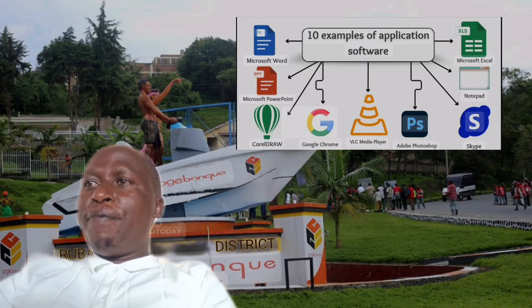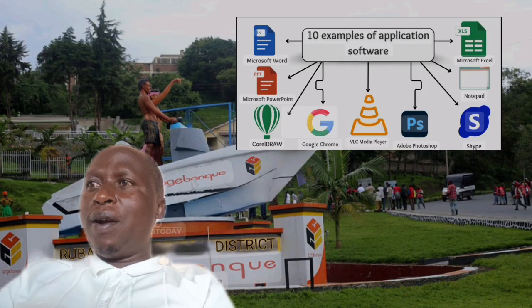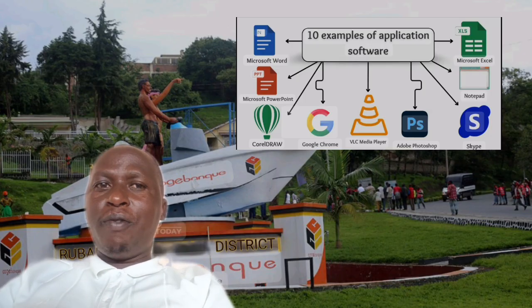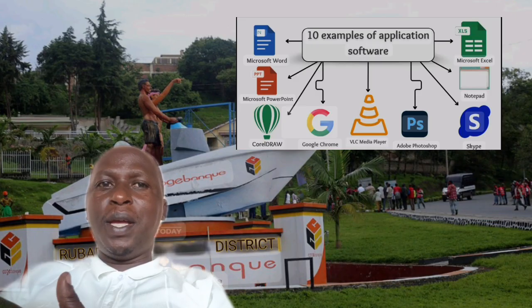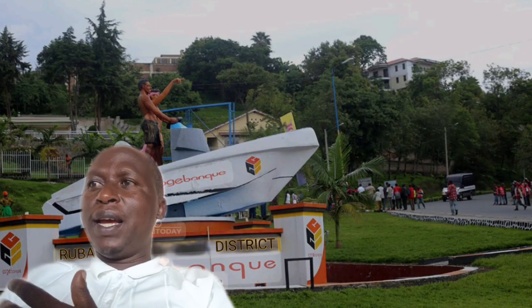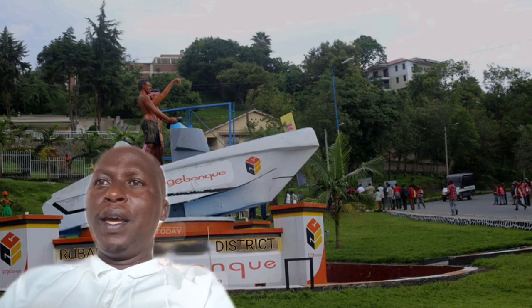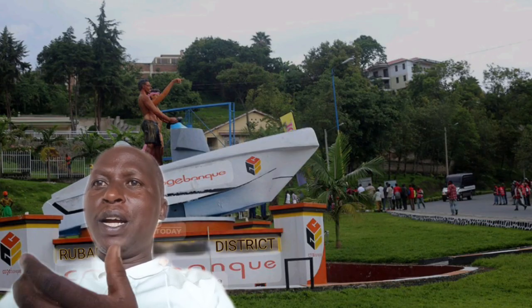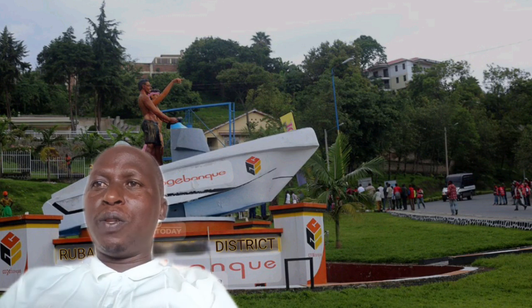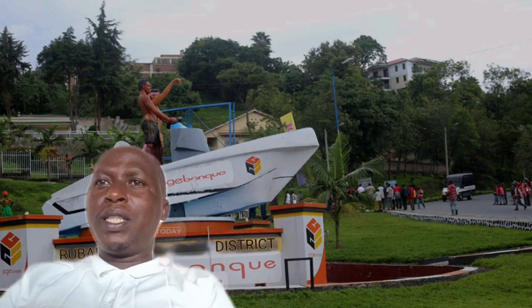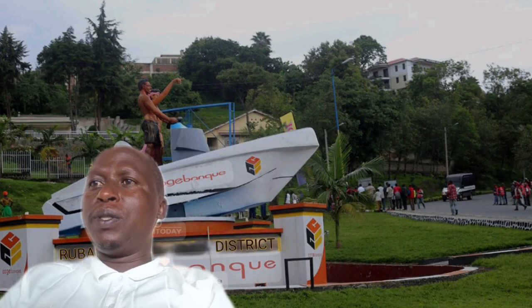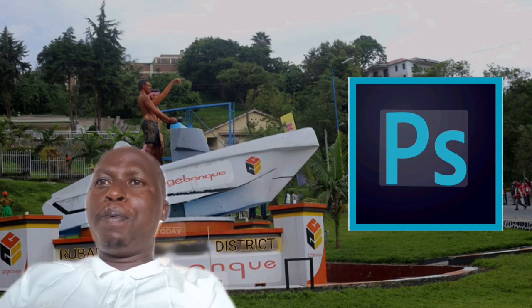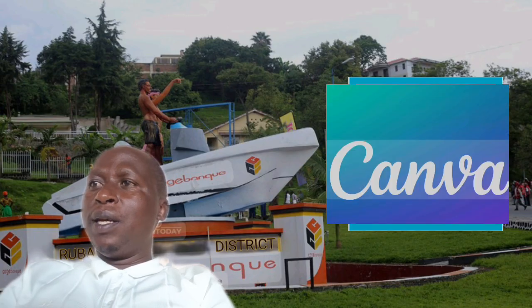Let's talk about graphics software. The word graphic in computer science means the photos or just the art of creating images by using computers. So graphic software are the software that help the users to create and edit images or photos. Here we can talk about Adobe Photoshop, Canva, and so on.